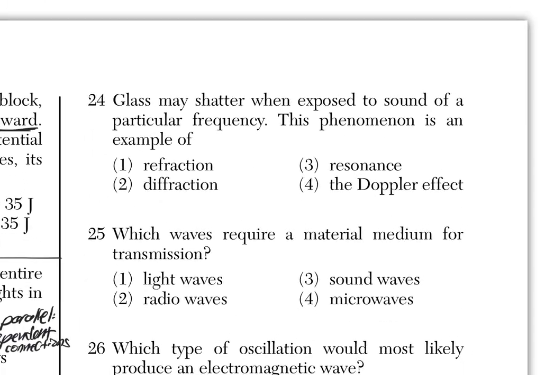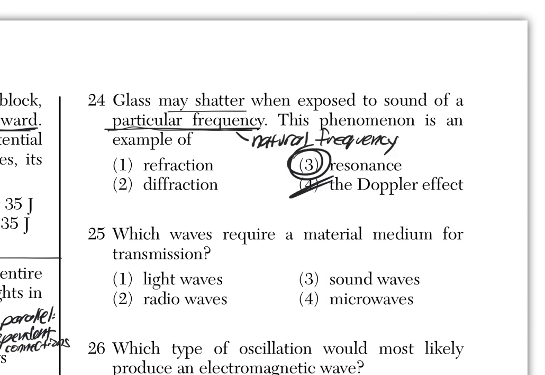Glass may shatter when exposed to the sound of a particular frequency. With that particular frequency, glass may shatter. Would that happen to be the natural frequency? That's what it sounds like. This would be resonance. Doppler effect is the only way frequency can change. That's because of relative motion between the source and the observer, so it's not Doppler.